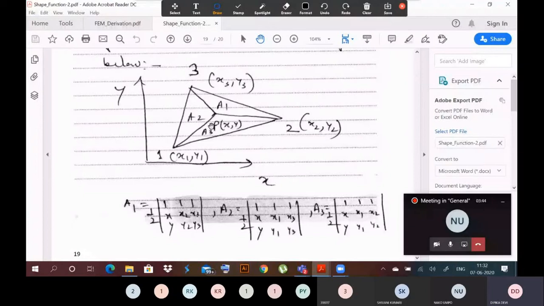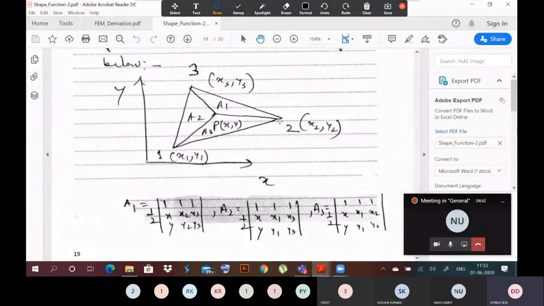Using the formula for the area of a triangle, what will be the area A1? A1 will be half into the determinant of the matrix with rows 1, 1, 1; x, x2, x3; y, y2, y3. Here x, y is the coordinate of P, x2, y2 is the coordinate of node 2, and x3, y3 is the coordinate of node 3. These are the coordinates of the triangle having area A1. Therefore, A1 can be defined like this.